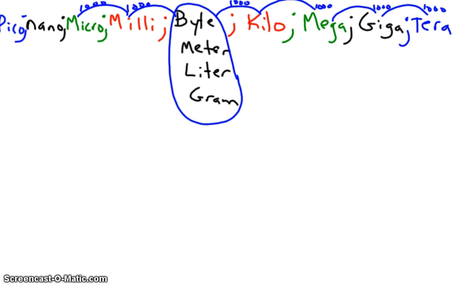There's 1,000 bytes, meters, liters, or grams in a kilo. 1,000 kilos in a mega. 1,000 megas in a giga. 1,000 gigas in a tera. We also see that there's 3 zeros, so that means each time we are just adding 3 more zeros. So this is plus 3, plus 3, plus 3, plus 3.